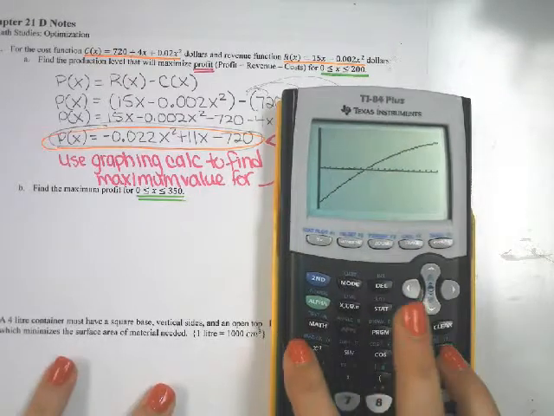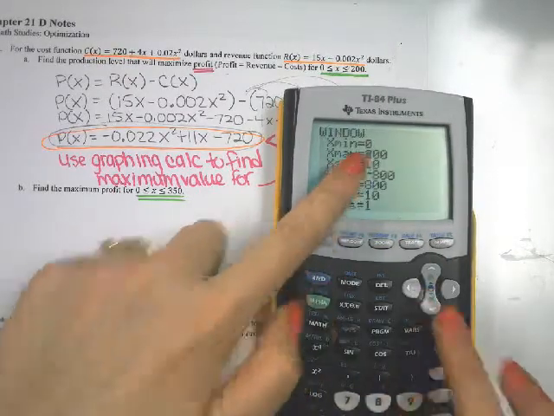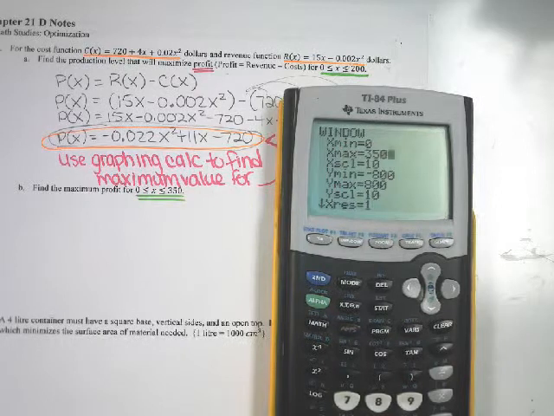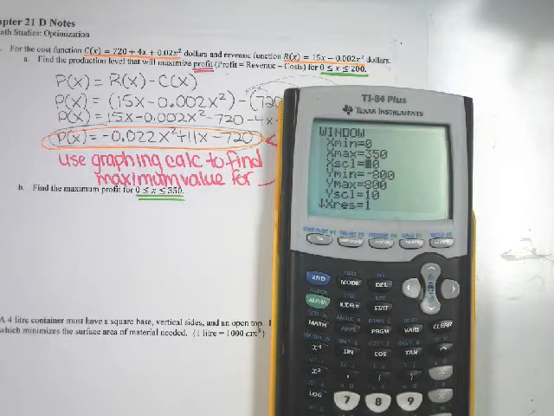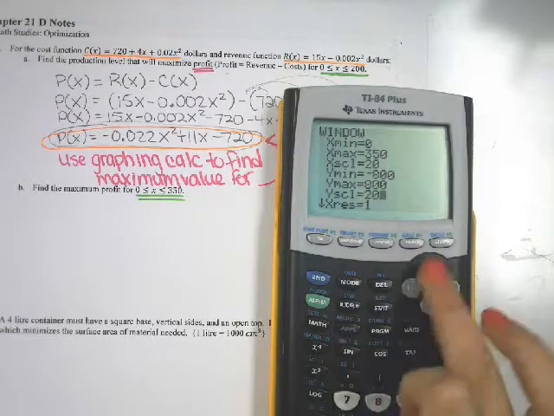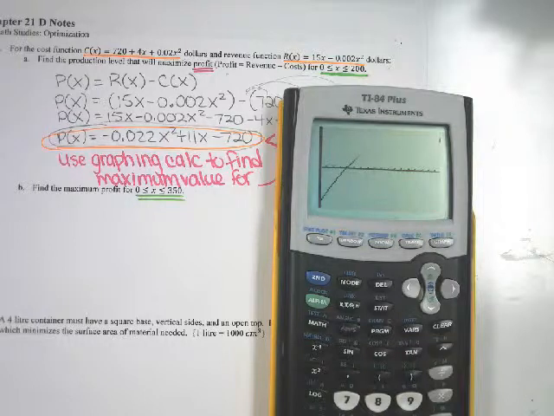So I still have it graphed from before. I'm going to go to my window. I want my x to go all the way up to 350 this time. Now we can make more items. Let's see. Kind of make some of this scaled a little better.